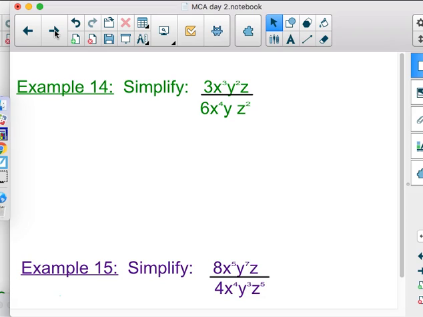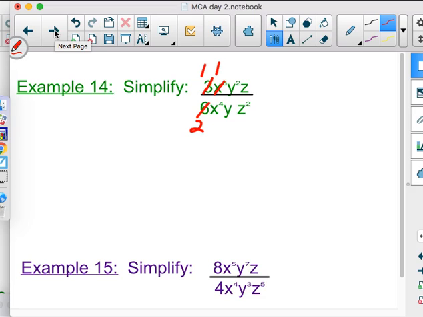So what they're really seeing is, do you know how to cancel? I mean, that's what they're trying to see. So I realized 3 is going to go into 3 once and into 6 twice. And as I look at those X's, I have 3 and 4. Well, I could cancel 3 of those out. So I will take all 3 of those, but I'll have 1 of those left down there. For the Y's, I'm going to have 1 still up on the top. For the Z's, I've got a leftover 1 on the bottom.